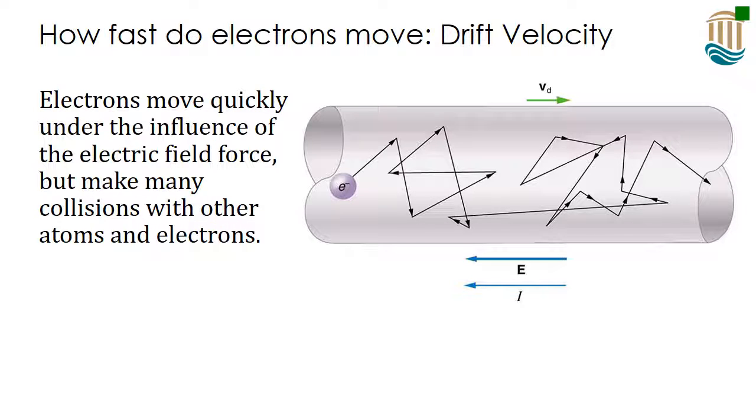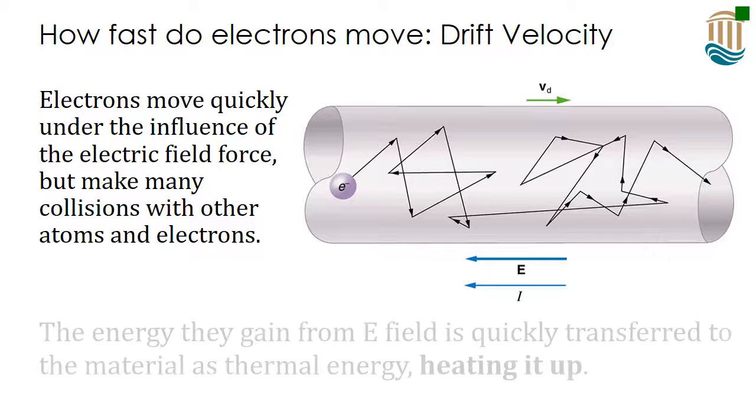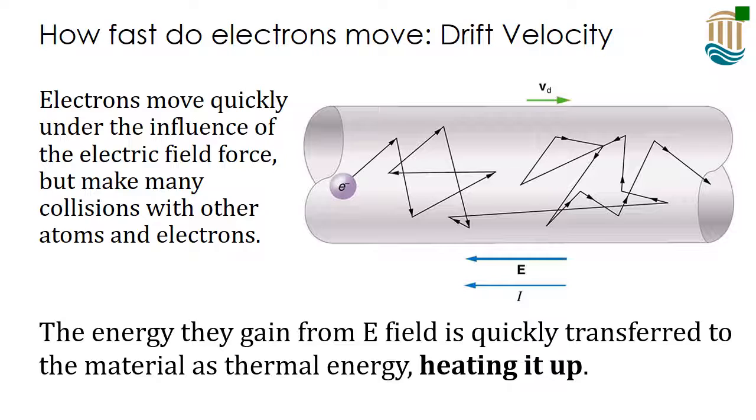Let's think for a moment why a wire would heat up as a result of current flowing through it. Electrons move quickly under the influence of electric field force, but make many collisions with other atoms and electrons. The backwards force of these collisions can be thought of as a resistive force like drag. The kinetic energy they gain from the electric field is quickly transferred to the material as thermal energy, heating it up.